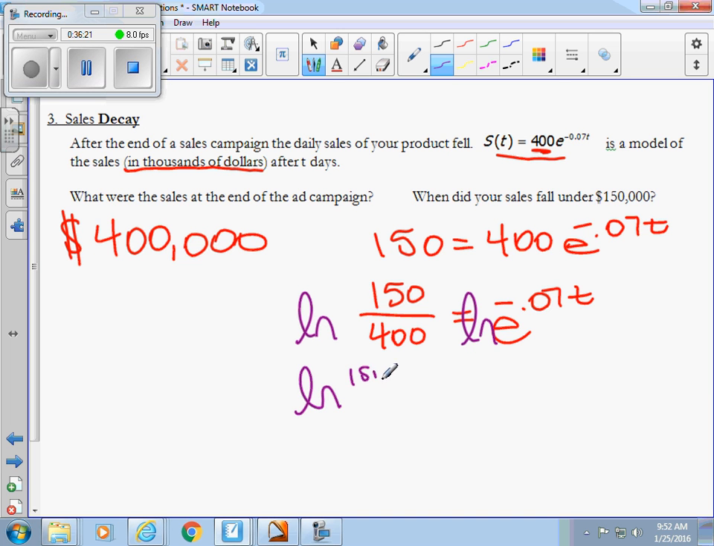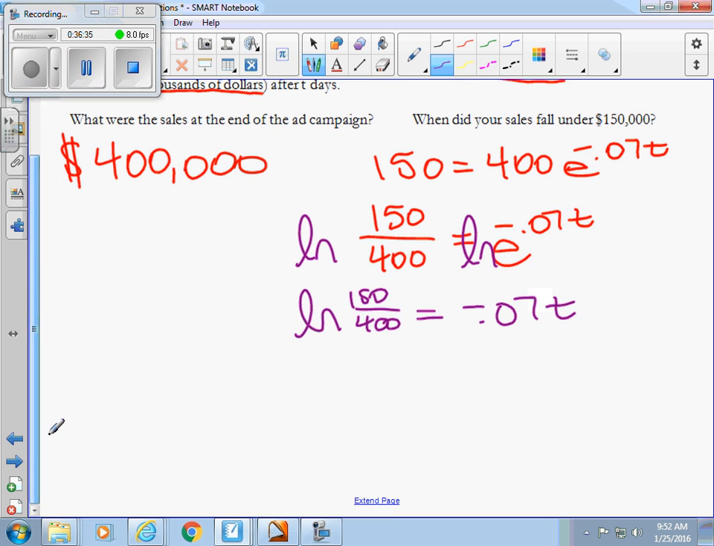Natural log of 150 over 400 equals negative 0.07T. Remember, to undo an exponential, you use a logarithm. To undo a logarithm, you rewrite as an exponential. And why do I keep using natural log on these problems? Because it's base E. If it were some other base, I'd use some other logarithm. All of the problems today have been base E because they've been that exponential growth, continuously compounded interest problems.